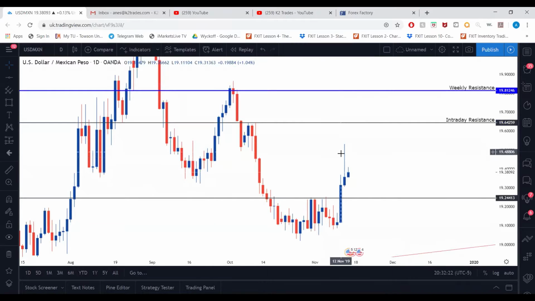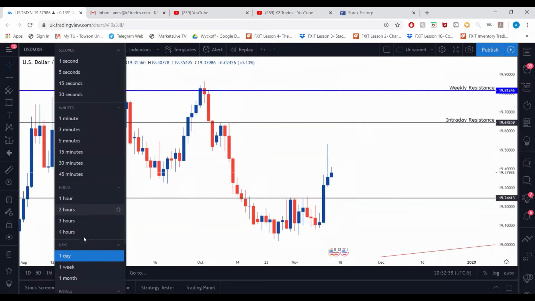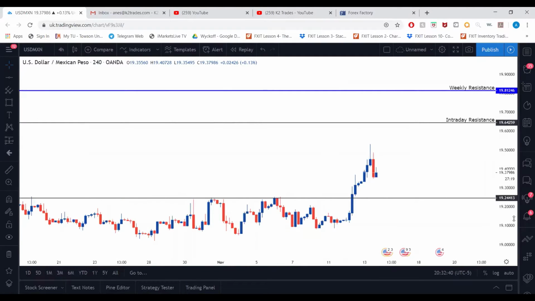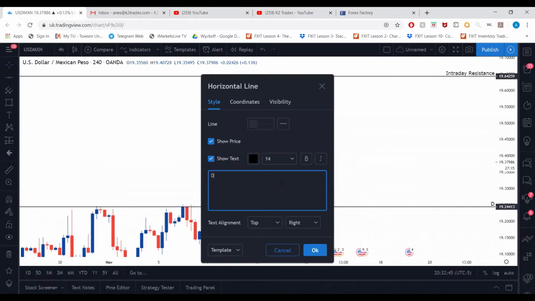Wow, that's a big wick right there. Cool. Wow. Is that 1700 pips wick or 173? I'm not sure on this exotic how it was counted, but anyway, so daily support.